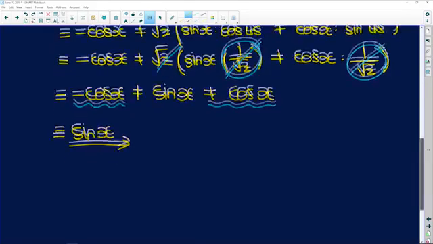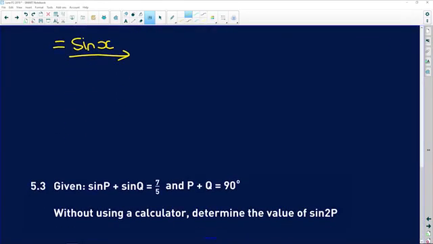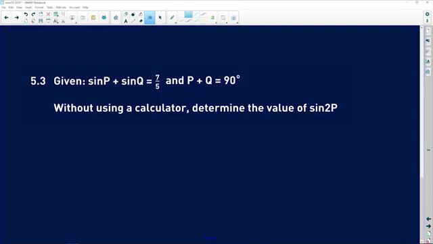Okay, easy peasy. 5.3 says, given that sine of p plus sine of q is equal to 7 over 5 and p plus q equals 90 degrees.